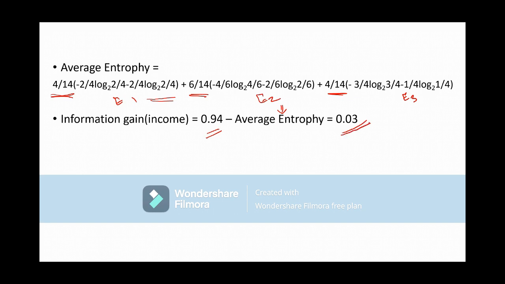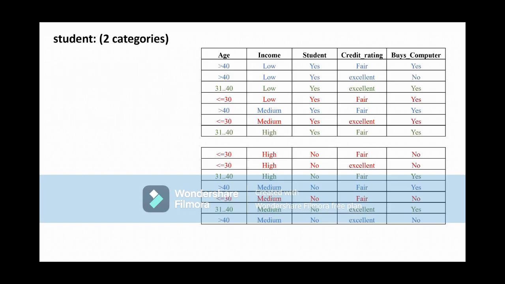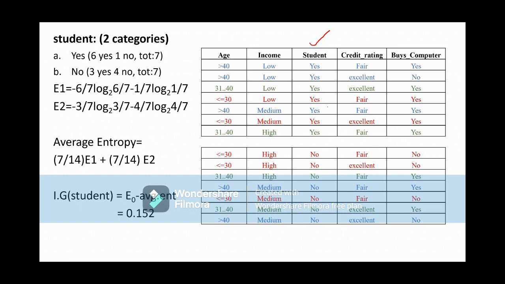In the same way, I have to calculate the information gain for the next feature. The next feature is student. The student has two categories, yes and no. If I'm choosing yes, the data set is split into two. There are 7 rows where the student is yes, and there are 7 rows if the student is no. If I'm choosing yes, I'm having 6 yes and 1 no, and the probability of getting student yes is 7 by 14, and for no is 7 by 14.